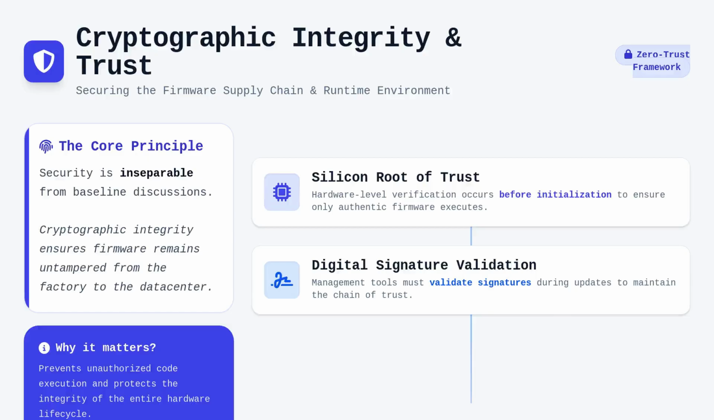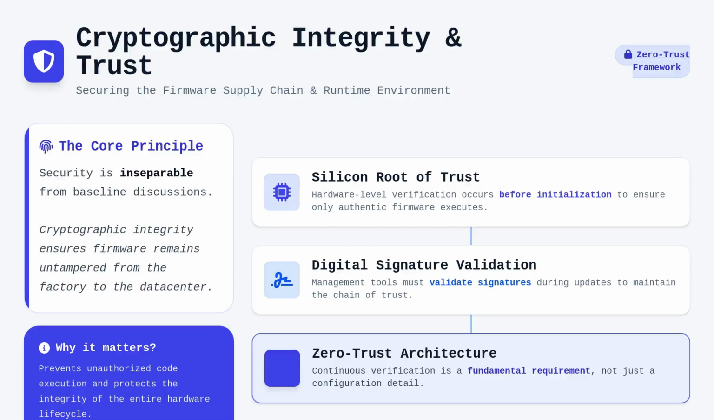When deploying updates, the management tool must validate these digital signatures to maintain the chain of trust established at the factory level. This is not just a configuration detail. It is a fundamental requirement of a zero-trust architecture. Neglecting the verification process during a mass update could inadvertently bypass years of security hardening, leaving the data center vulnerable to rootkits or compromised runtime environments.